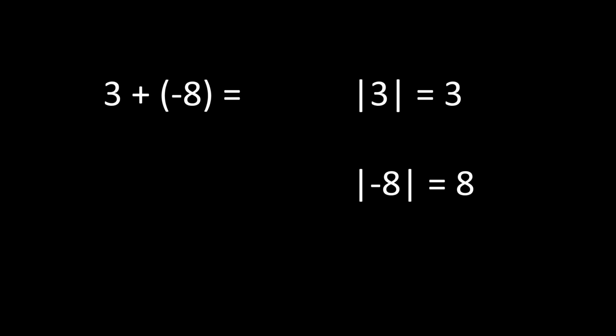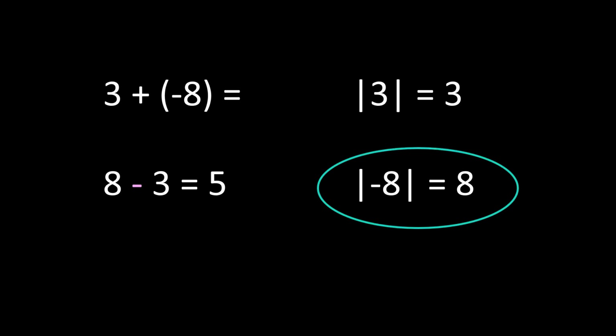So the number with the largest absolute value is the negative 8. So we're going to start with its absolute value of 8 minus the absolute value of 3, which is 3. And 8 minus 3 is 5. Now we need to determine whether 5 is going to be positive or negative. To do that, we go back to our absolute values, and we're looking at the number with the larger absolute value. The number with the larger absolute value is the negative 8, so our 5 has to be negative. So 3 plus negative 8 is negative 5.